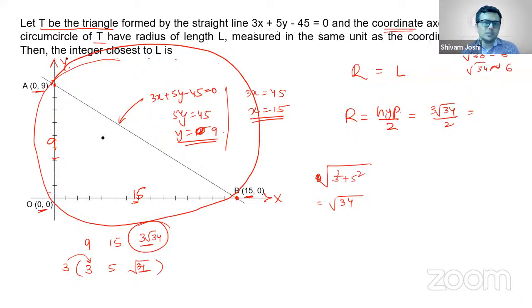And that is what they have asked for, right? The closest value of L. The integer closest to the value of L. So approximate answer is what we are looking for. So take this as 6 approximately, divide by 2. This has to be approximately 9.